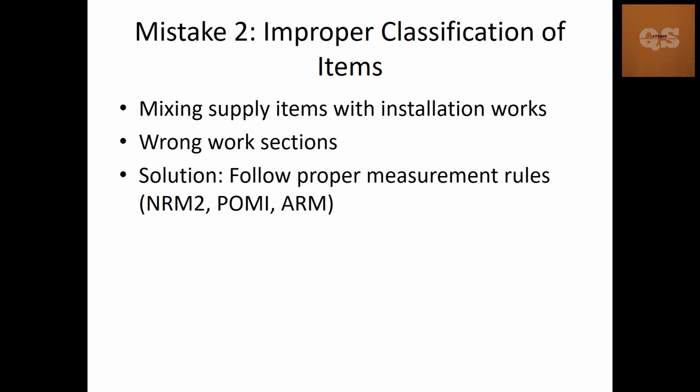For that we need to follow proper measurement rules like NRM2, POMI, ARM, where you have sections wherein if it is supplied by the client, it can be mentioned in a different section. If it is just installation, you can mention it separately. Maybe in brackets, or as a separate heading, so it is clear in the BOQ that we need to price only for the supply or just the installation.